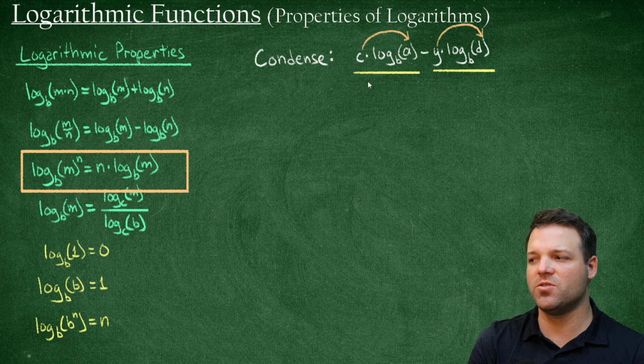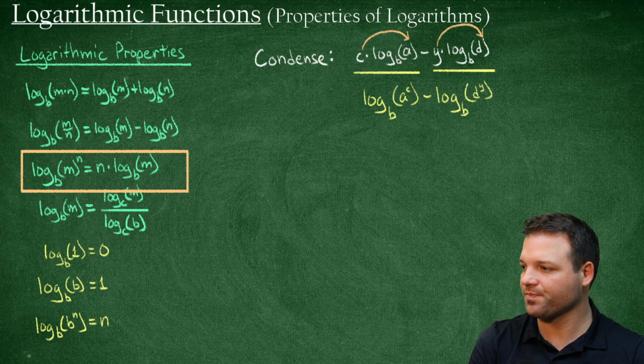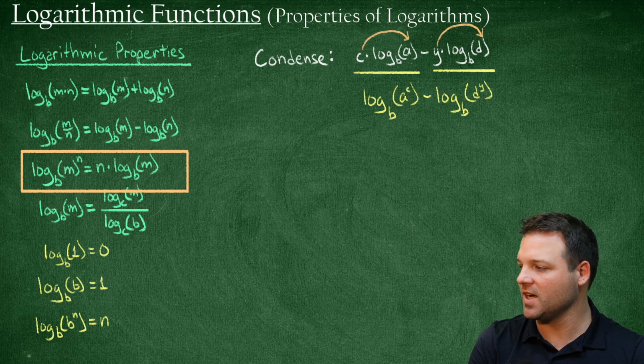The first thing I'm going to do to condense this is what we typically do first: we look for these multipliers out front. According to the power property, the power rule, if I have a number out front, that's the same thing as having that number up as an exponent. So I can move each one of these constants out front into the exponent. So this becomes log base b of a to the power of c, and I want to repeat here, it doesn't actually matter if c is inside or outside the parentheses, it is the same thing. And then we have minus log base b of d to the power of y. This is moving up into the exponent as well.